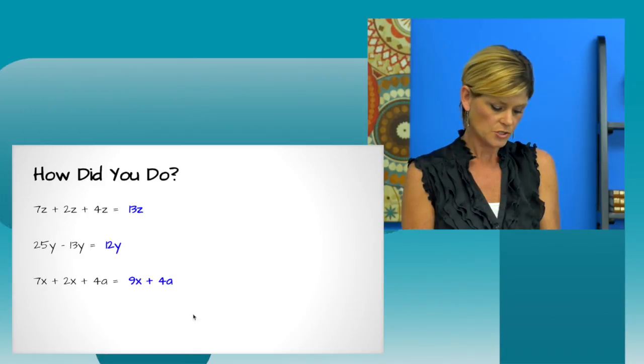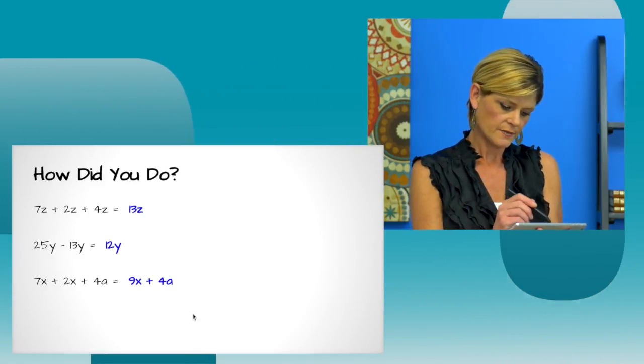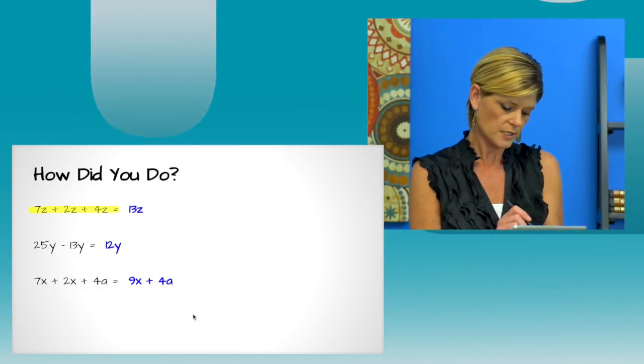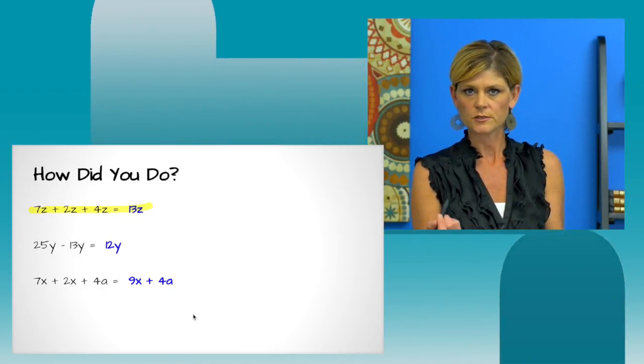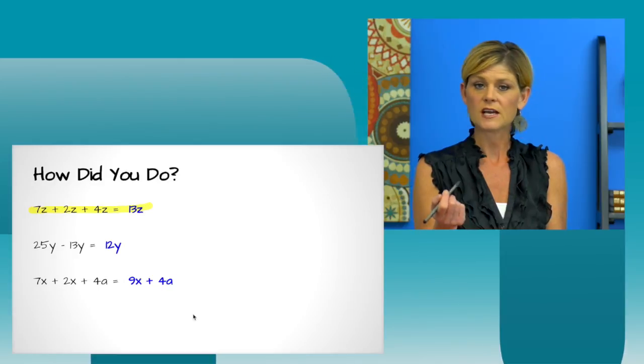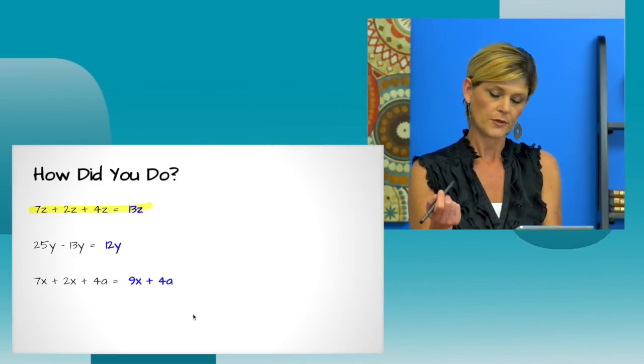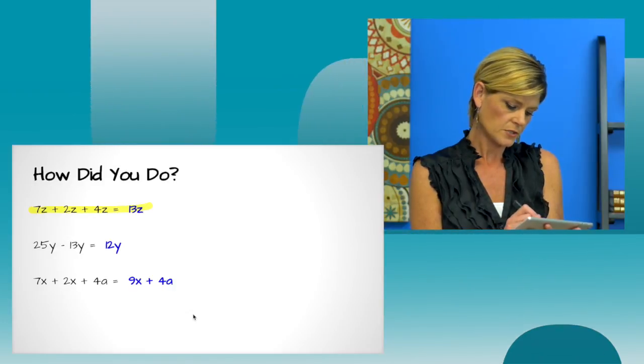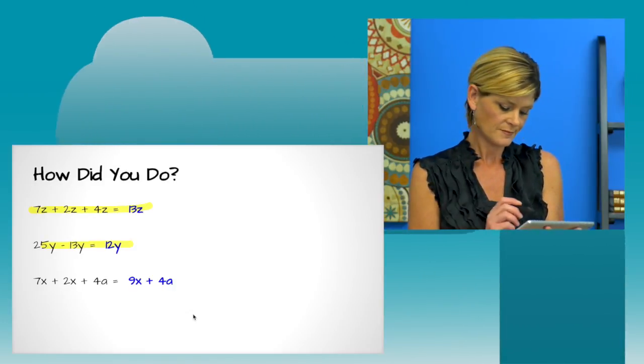All right, everybody, how'd you do? Let's take a look at the first one. We have 7z plus 2z plus 4z. That one was pretty simple. All you had to do was add up the actual numbers because they all had z's, and you should have come up with 13z. The next one, 25y minus 13y, 12y.